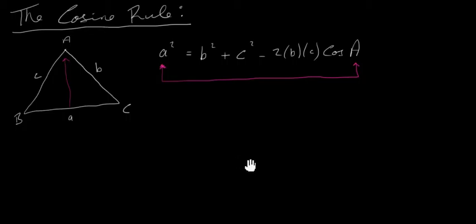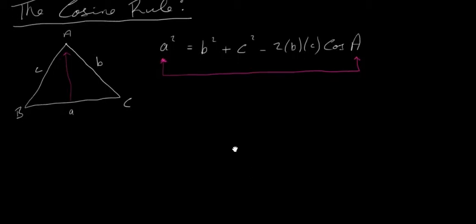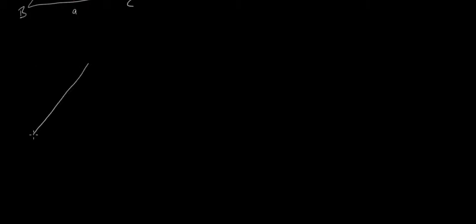In the first case I'm going to use it to find the length of a side. So let's take a fairly basic example. Let's take another triangle here, and we're going to say this angle here is 60 degrees. I'm going to say this length here is 5, it can be 5 centimeters, 5 millimeters, whatever you like. This is 4, and we'll call this length here A.